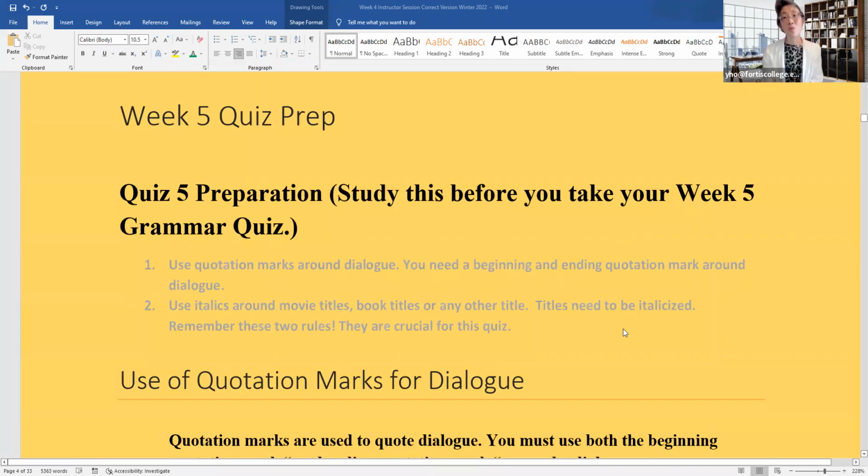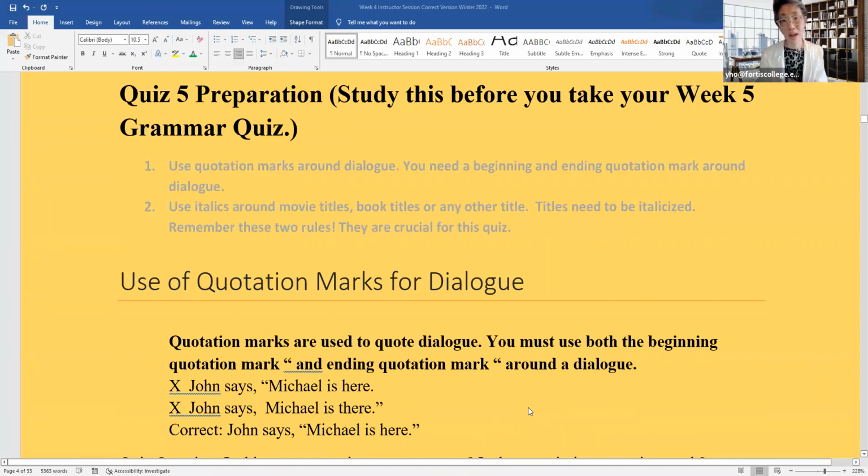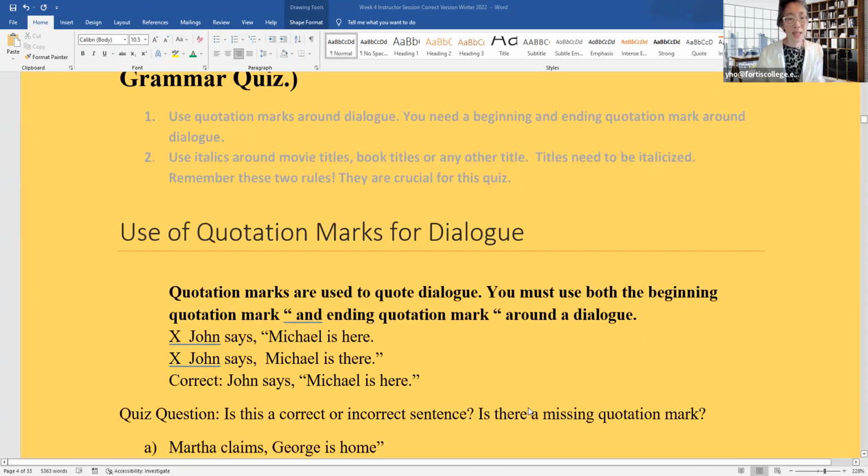Week 5 quiz prep. The week 5 quiz emphasizes punctuation and mechanics. Here we're going to review grammar rules regarding punctuation and mechanics. The first 2 rules you probably already know: use quotation marks around dialogue. You need a beginning quotation mark and an ending quotation mark around dialogue. Use italics around movie titles, book titles, or any other title, like a magazine title. Titles always need to be italicized. If they are not italicized, then the sentence is incorrect. You need to remember these first 2 rules because a lot of the questions on this quiz have to do with quotation marks and italicized text.